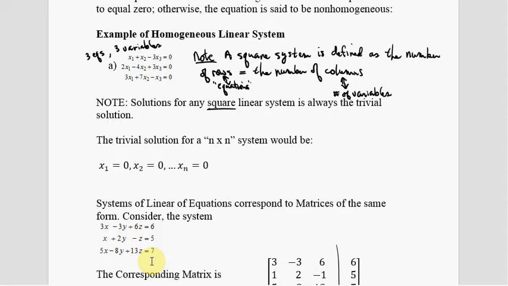Make note here that solutions for any square system, and what we mean by a square system is that the number of equations equals the number of variables, and the system is homogeneous, each equation is set equal to 0. So for any square homogeneous system, the solution is always the trivial solution, where x sub 1 equals 0, x sub 2 equals 0, x sub 3 equals 0, based on how many variables you have.